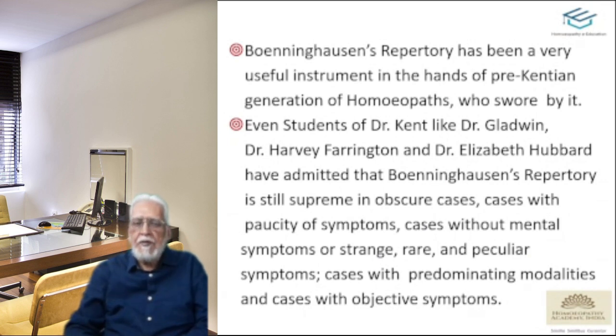Boenninghausen's repertory has been a very useful instrument in the hands of the pre-Kentian generation of homeopaths who swore by it. Even students of Dr. Kent like Dr. Gladwin, Dr. Harvey Farrington and Dr. Elizabeth Hubbard have admitted that Boenninghausen's repertory is still supreme in obscure cases, cases with paucity of symptoms, cases without mental symptoms, or cases having strange, rare and peculiar symptoms, and cases with predominant modalities and cases with objective symptoms.